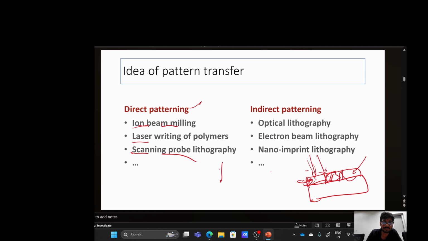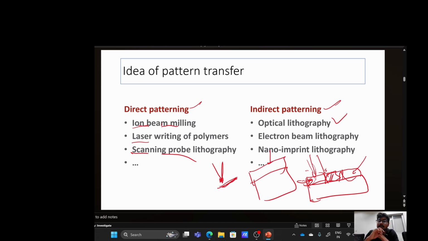With the AFM tip, which is a robust one, maybe made of diamond or something that can scratch, you can scratch with this one and transfer the pattern. And indirect patterning is like optical lithography. That needs a sacrificial layer or intermediate layer.